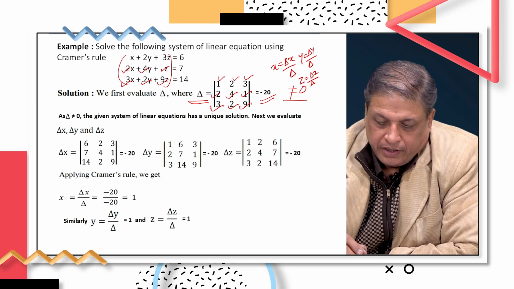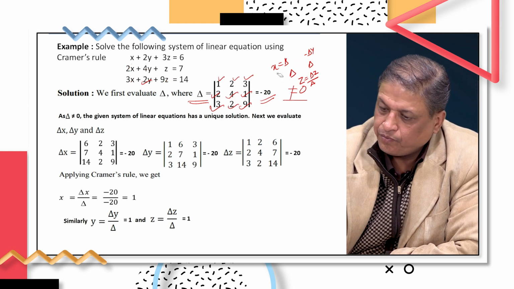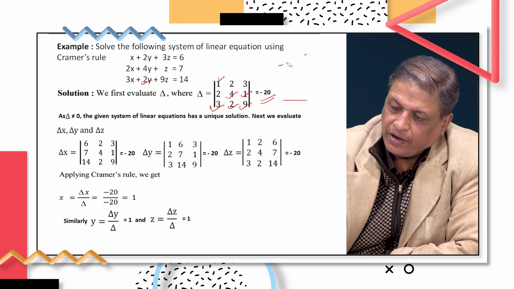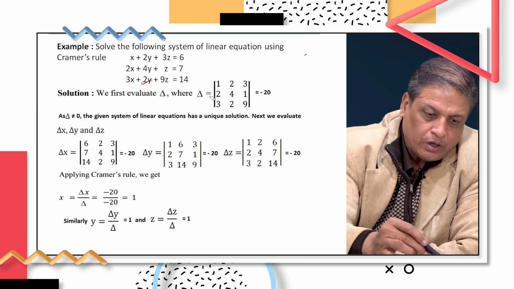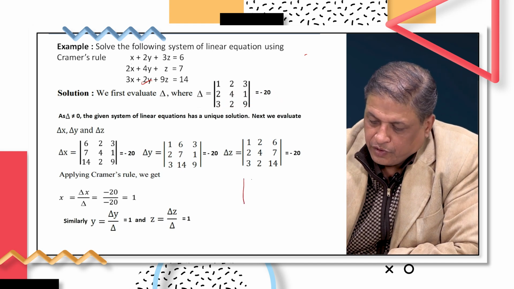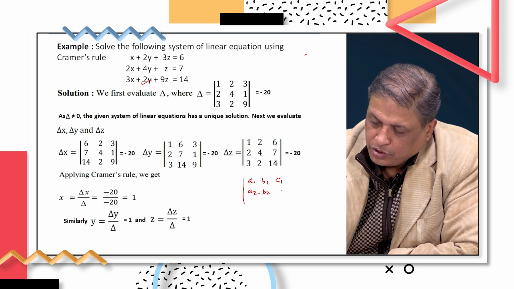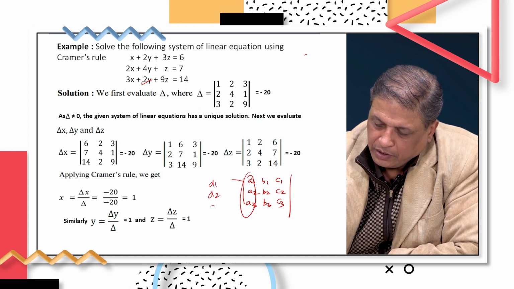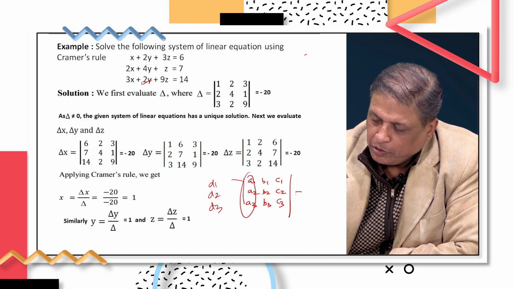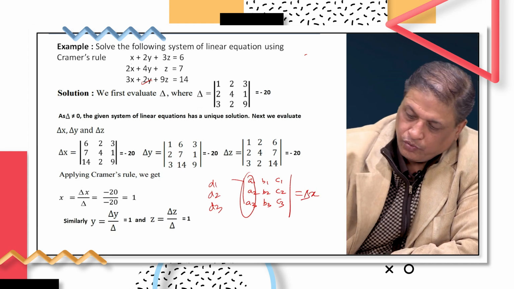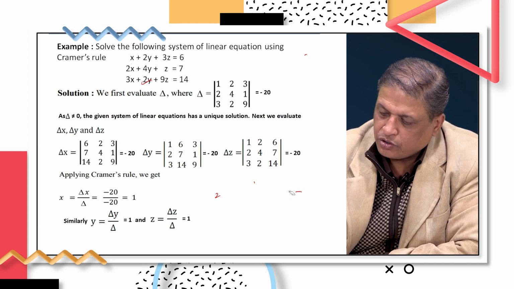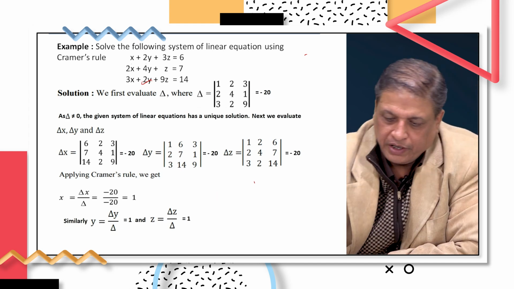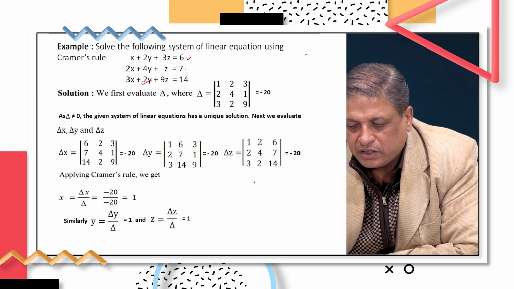So, now we calculate delta x. How do we calculate delta x? We learned that when we have a1, b1, c1, a2, b2, c2, a3, b3, c3, then the values of a are to be replaced by d1, d2 and d3. Then we will be able to calculate delta x. So, what will be delta x over here? Delta x will be, the first column is to be replaced by the values of d1, d2, d3. So, d1, d2, d3 are 6, 7 and 14.